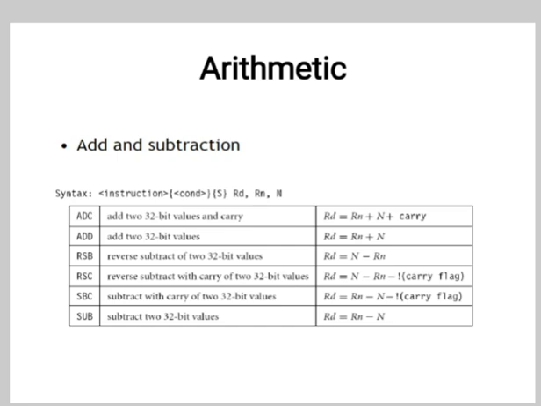RSB is reverse subtract of two 32-bit values. RSC means reverse subtract with carry of two 32-bit values. SBC means subtract with carry of two 32-bit values, while SUB is only subtraction of two 32-bit values.